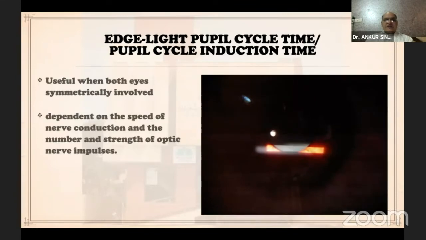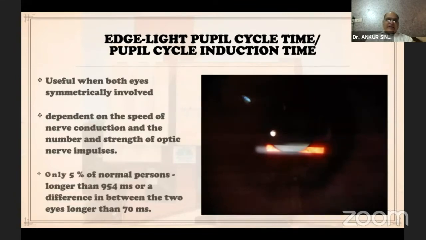You count the number of these cycles in 1 minute and then divide it by 60, so that we find out the time required for one cycle, which, if it is more than 954 milliseconds, is abnormal, and the difference between the two should not be more than 70 milliseconds.